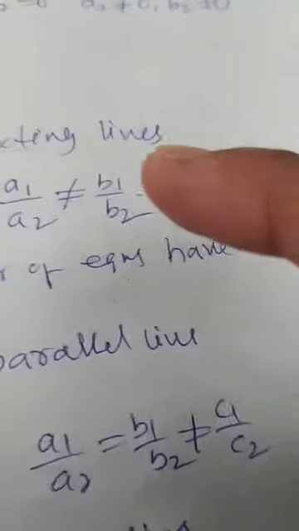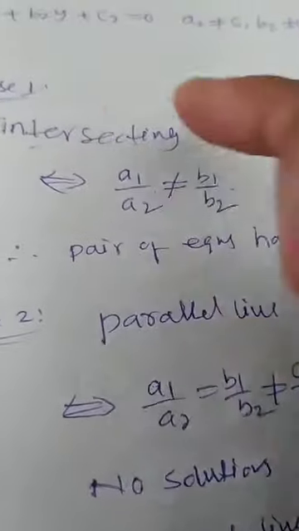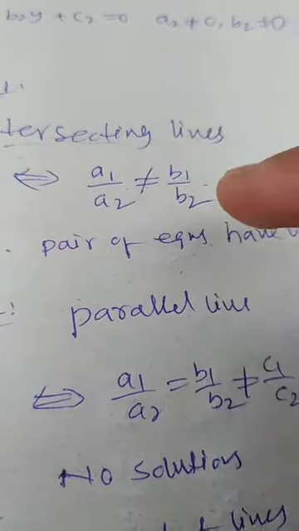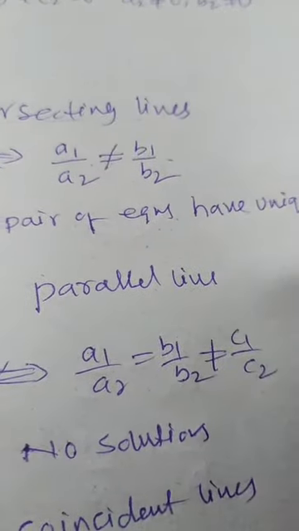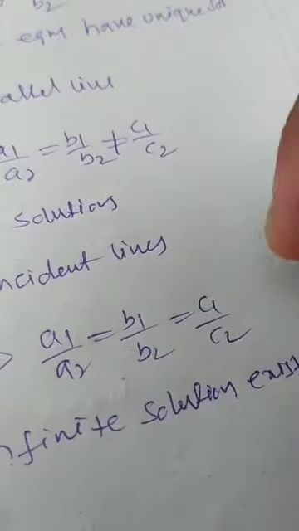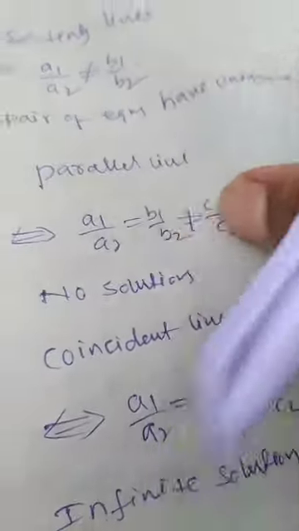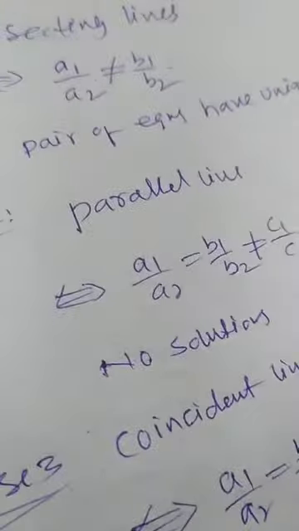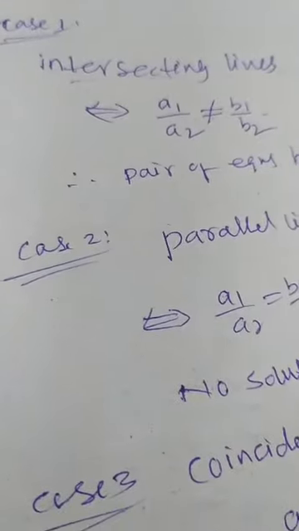Without a graph, you have to use these conditions: a1 by a2, b1 by b2, c1 by c2. If they are not equal, unique solution. If a1 by a2 equals b1 by b2 but not equal to c1 by c2, parallel. If all are equal, coincident and infinite solutions, right? This is the procedure to identify the solutions. I will give a few problems. You have to solve the pair of linear equations.